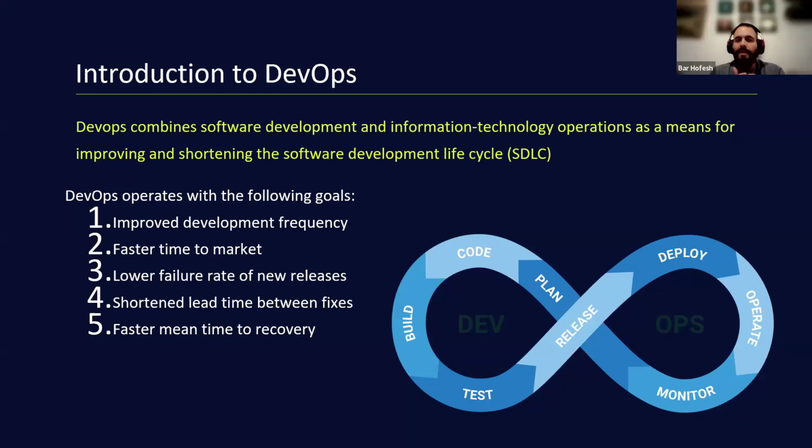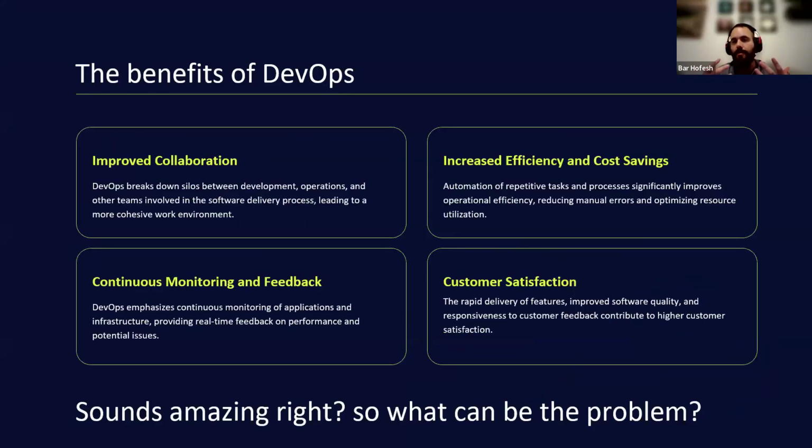We get improved development frequency, faster time to market, lower failure rate, shortened lead between fixes, and faster mean time to recovery, right? Because we can fix things quicker. And of course, the other things like improved collaboration between operations and development. It increases the efficiency, and everything that increases in efficiency reduces costs, right?